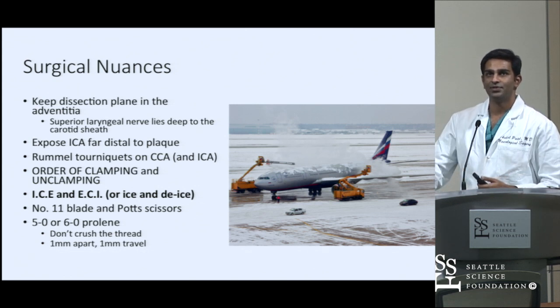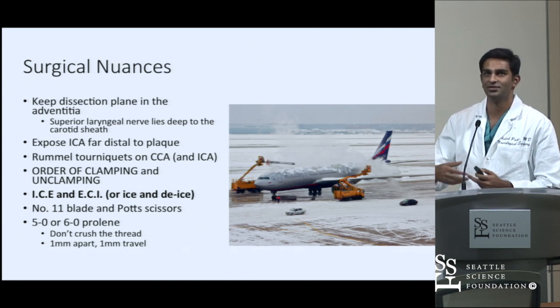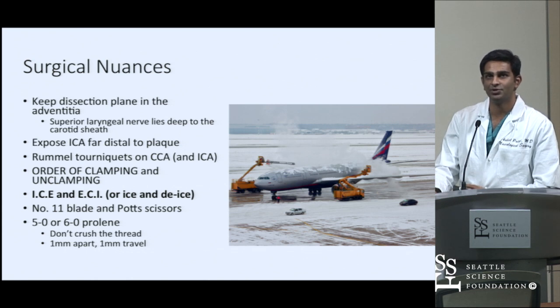So keep the dissection plane pretty much in the adventitia. People forget that the superior laryngeal nerve is really deep to this. It's deep to the vagus, and if you get too aggressive with your dissection and try to really lift out the carotid, you can damage it. To expose the distal ICA, as I mentioned, you might have to mobilize the hypoglossal nerve.